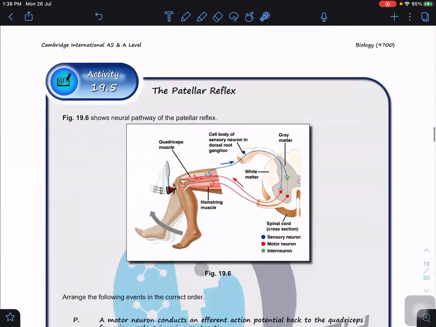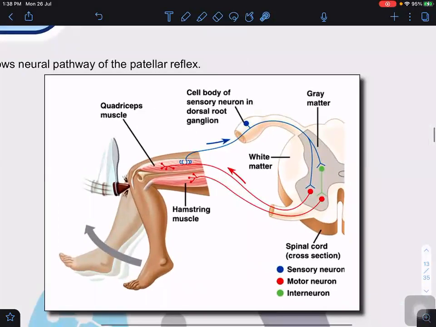Now, if you look at the diagram here, you have the quadriceps muscle and the kneecap. The contraction or relaxation of the hamstring muscle is coordinated by the motor neurons. Can you see that, the motor neurons? The quadriceps muscle, as well as the hamstring muscle. The blue color here indicates the sensory neurons, red is the motor neurons, and green is the interneurons, or what we term intermediate neurons.